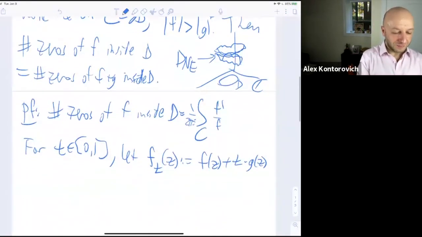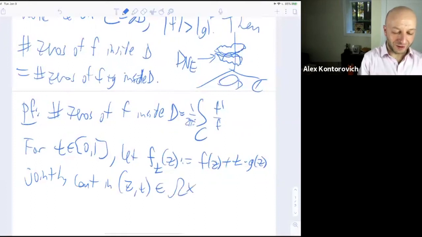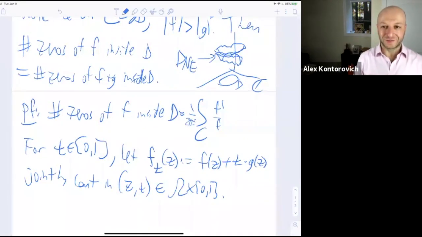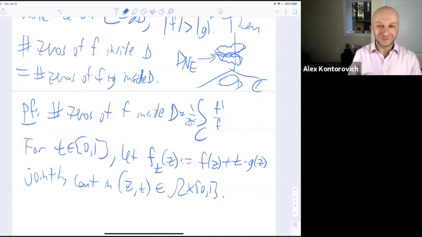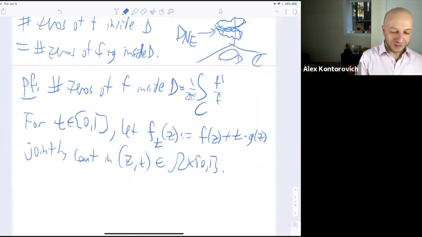F and G are holomorphic. They're not only continuous. This is some linear combination. This function is jointly continuous in Z, T in omega cross [0, 1]. You understand what I mean by that? I take the pre-image of an open set, I get an open set. If I want to wiggle the value of F sub T just a little bit, all I have to do is wiggle Z and T a little bit. Okay.